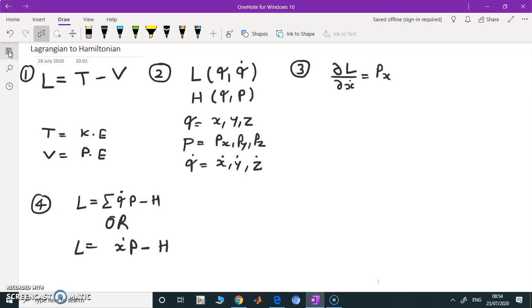For solving these questions, we should know a few things. First, the Lagrangian L is equal to T minus V, where T is kinetic energy and V is the potential energy. Second, the Lagrangian should be a function of q and q dot, and your Hamiltonian should be a function of q and p. Point number 3, dou L by dou x dot is equal to Px. And point number 4, L is equal to sigma q dot p minus H, or x dot p minus H. These four things we need to know so that we can solve the questions very easily.